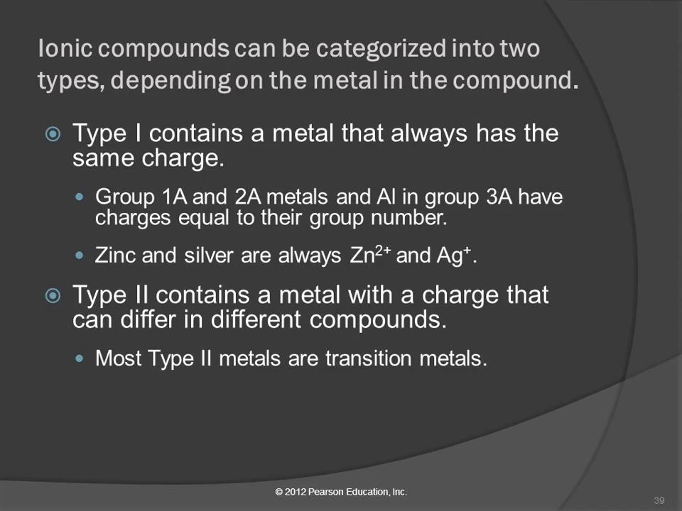Aluminum is in group 3. Then we've got zinc and silver. Zinc and silver are a couple of little exceptions.